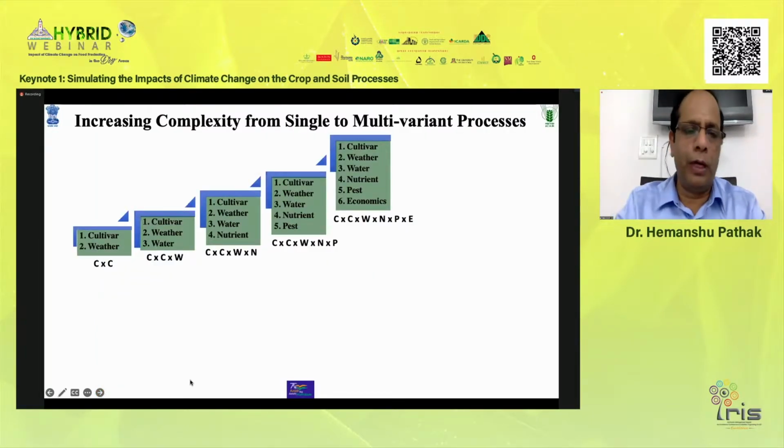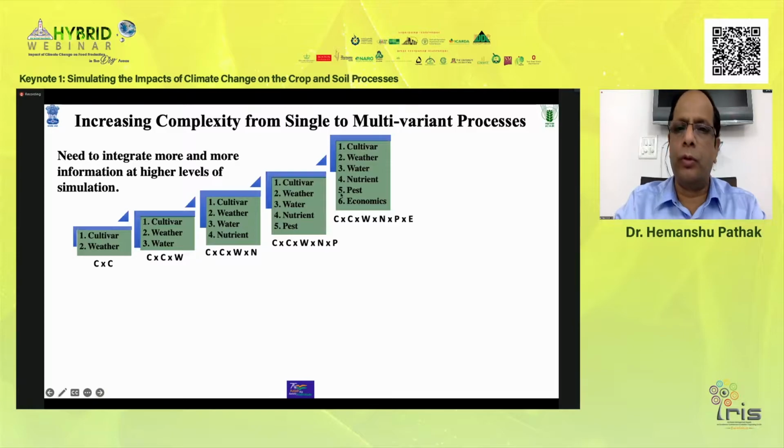But of course, if we want to do some simple calculation, like what is going to be the potential yield, say cultivar and weather, then the requirement of information is very, very small. But as we try to include more and more drivers, inputs, and factors, then certainly we also need more and more information. For example, if you want to calculate only water limited yield, it is going to be cultivar, weather, and water. But if you want to also include nutrient dynamics, pest component, and economics, then we need information on cultivar, weather, water, nutrient, pest, and of course economics.